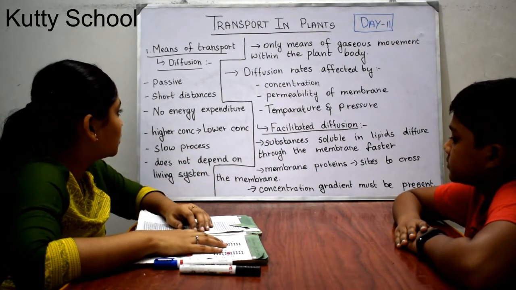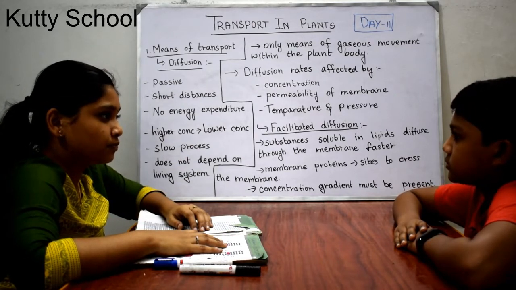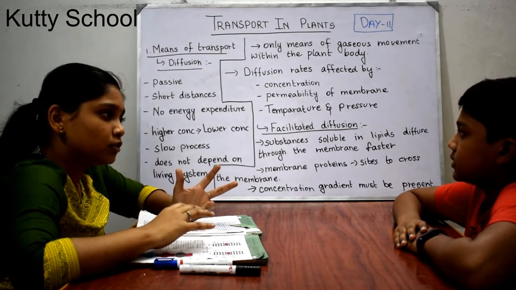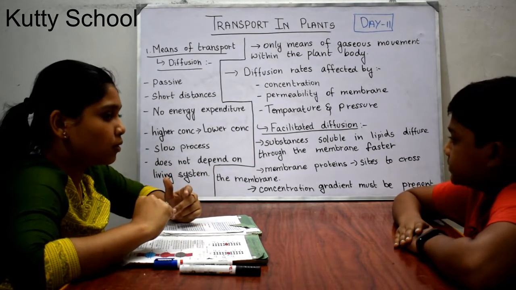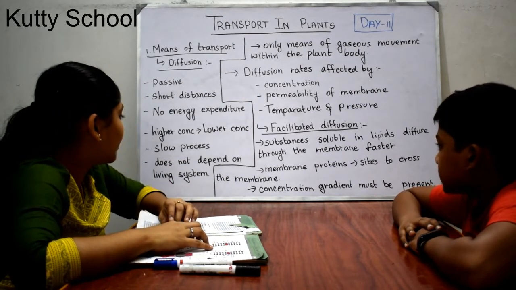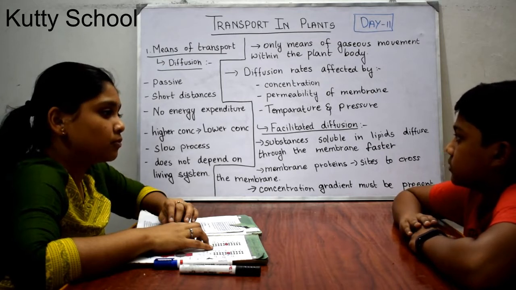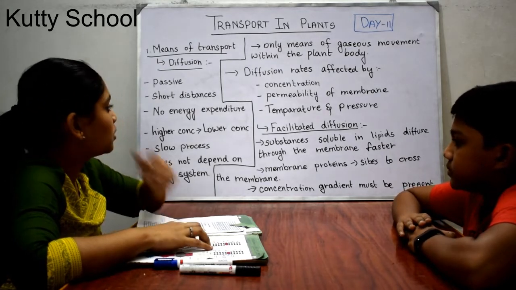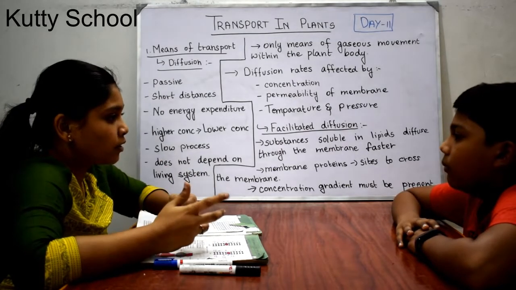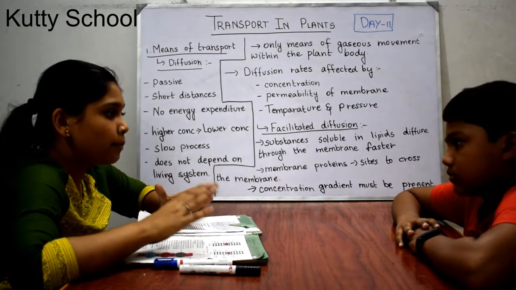In diffusion, no energy is utilized. Diffusion takes place from higher concentration to lower concentration. It is a very slow process, and it does not depend on a living system. Whether a living system is there or not, there is no problem for diffusion. Wherever it is, diffusion will happen.